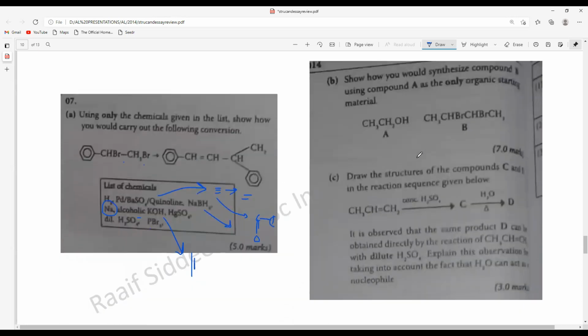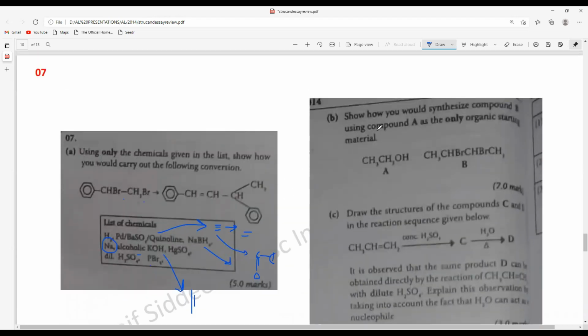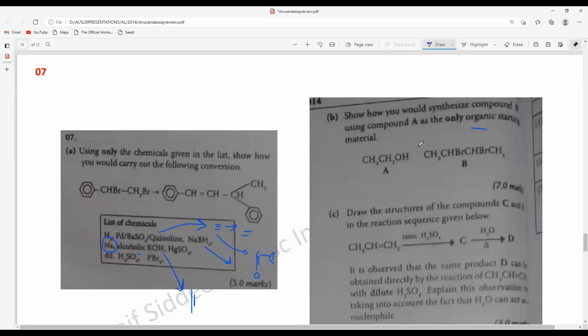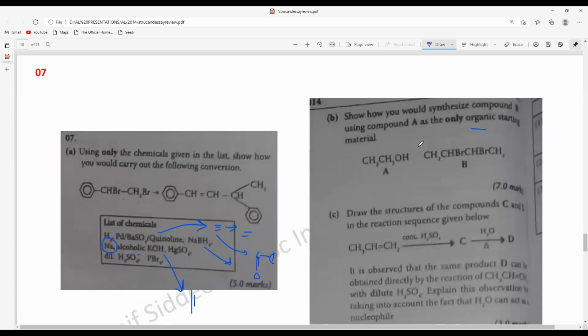Right, so the next question, part B, says, show how you would synthesize a compound B using compound A as the only starting organic material. So this is very common. We see these only starting organic material all the time. So let's see what we have to synthesize here.